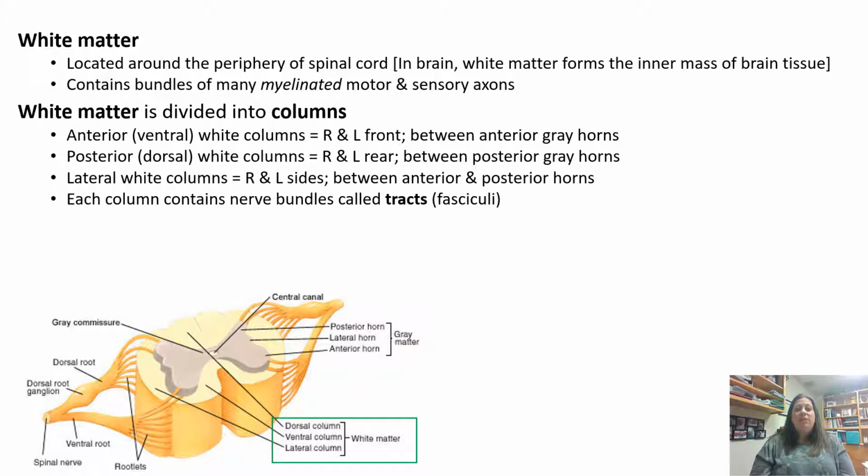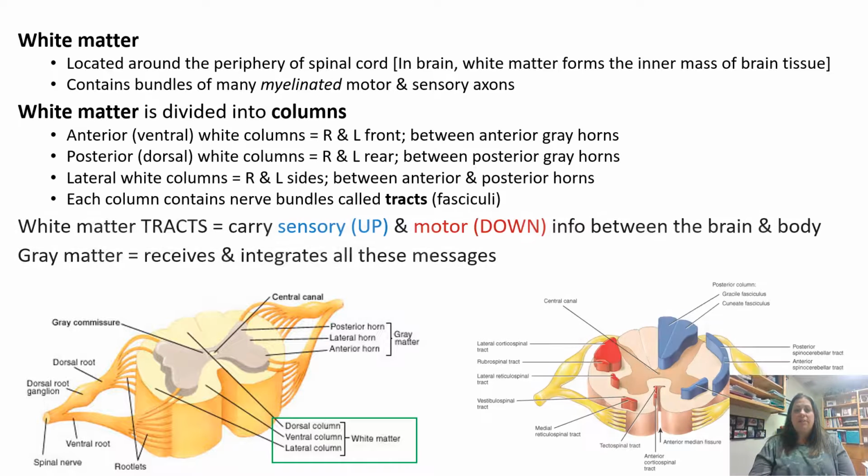We have what we call the anterior ventral white columns. This is going to be the right and left front, and they're going to be between the anterior gray horns. We also have the posterior dorsal white columns. There's going to be a right and left rear, and these are going to be between the posterior gray horns. There are some lateral white columns, again, right and left sides, and they're going to be between the anterior and posterior. And each column, guys, is going to contain a bundle of tracts, which we call a bundle of nerves that we call tracts in the central nervous system. They're also going to be known as fasciculi when we get to talking about them in anatomy too.